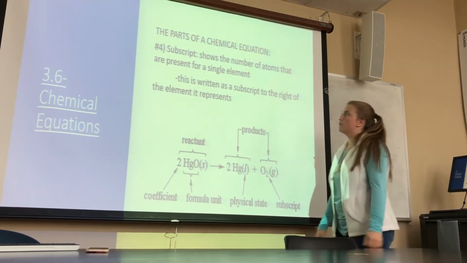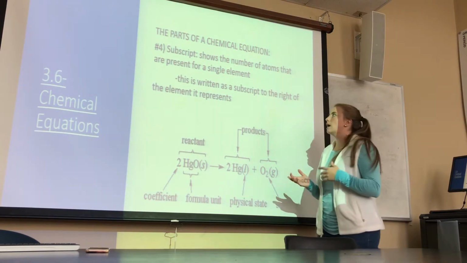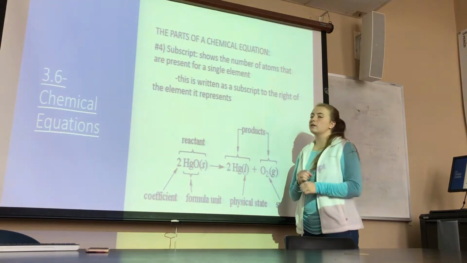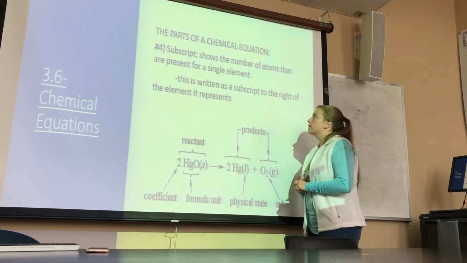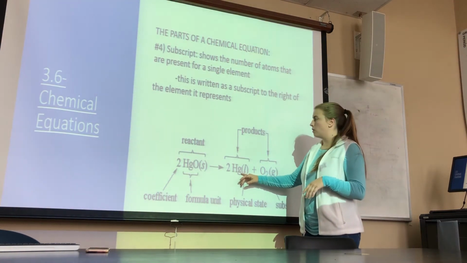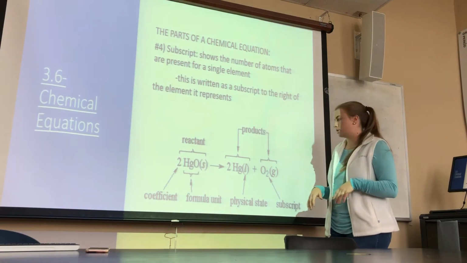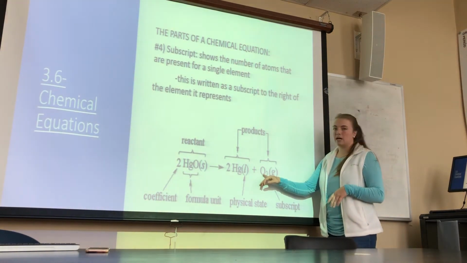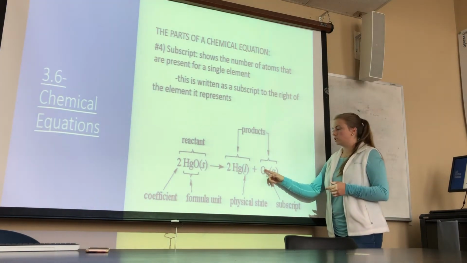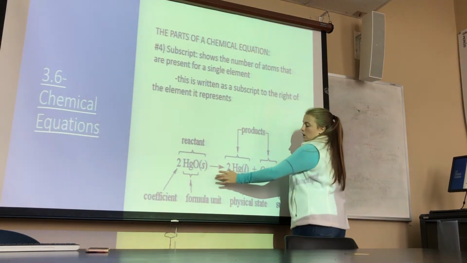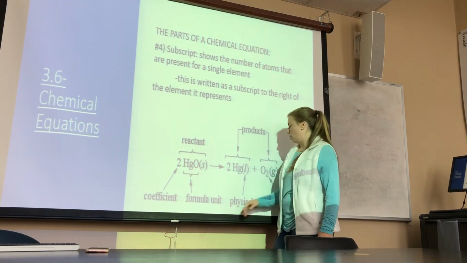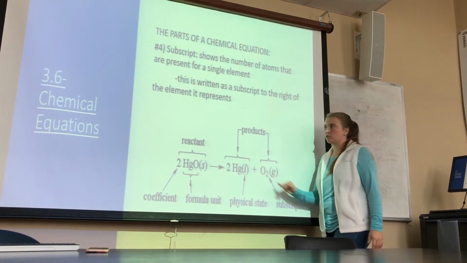Okay, and then the subscript is kind of the same concept, but it's different. It shows the number of atoms that are present for a single element, not the whole compound. This is written as a subscript below the letters and to the right of the element it represents. So right here, the subscript is tied with oxygen. It's written to the right below it, meaning that there's 2 of just the oxygen, whereas the coefficient represented everything that followed it, so it represented 2 of each element, where this only represents the element that it's attached to.